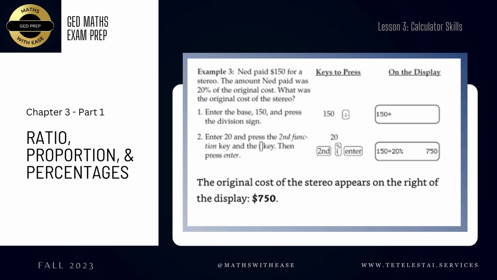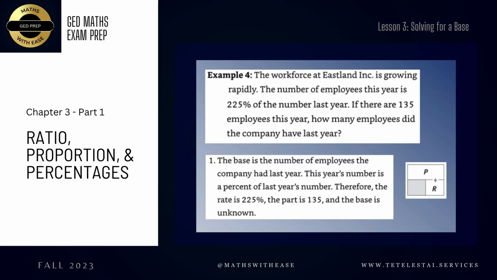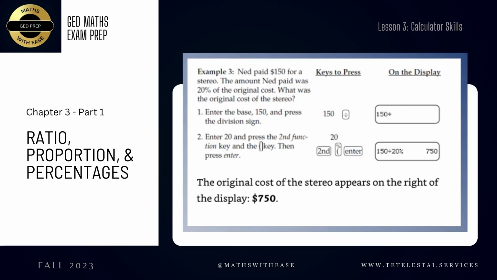So here we have the part, which is 150, and we know the rate, which is 20%. So you're going to cover the base. And what this is telling you to do is to divide the part by the rate to find the base, okay? So that's why we're dividing, not multiplying. So again, remember that you always want to consult your little pictogram to guide you in terms of what operation you should be using with your formula, okay?